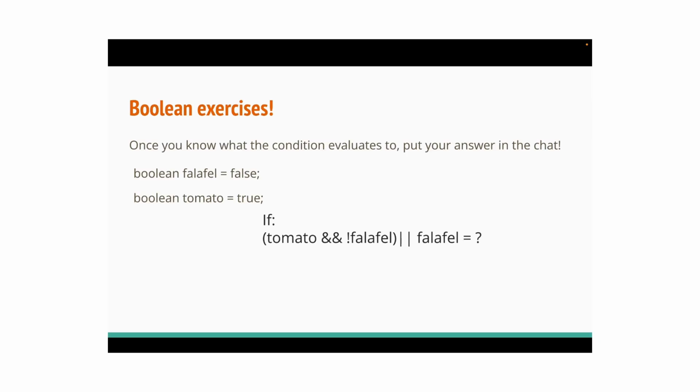All right, hopefully you've had the time to figure out the answer on your own. So let's go over the solution. If Boolean falafel equals false and Boolean tomato equals true, then we have an if statement here: tomato and not falafel, or falafel. So this is essentially true and not false, or false. So that's true and not false or false, true or false, which is true.